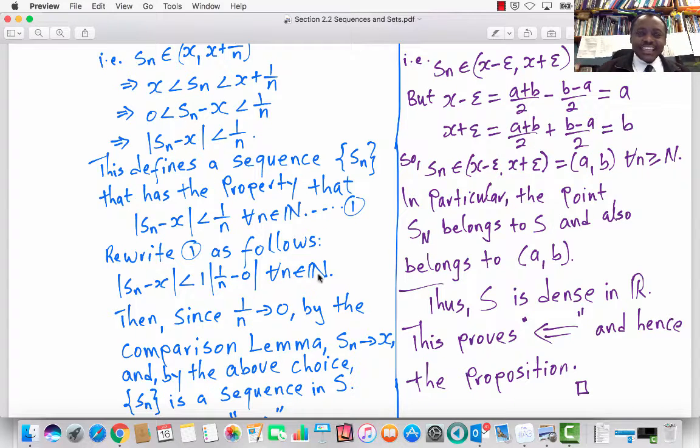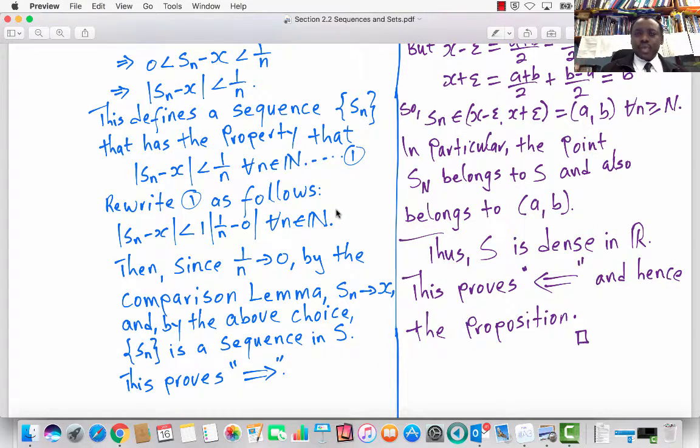We have defined a sequence Sn that has the property that the absolute value of Sn minus x is less than 1 over n for every natural number n. Call that inequality 1. That's very important to us. Now, so as to be able to apply a lemma that we have seen before, why don't we rewrite inequality 1 as absolute value of Sn minus x less than 1 times the absolute value of 1 over n minus 0. Again, that holds for every natural number n.